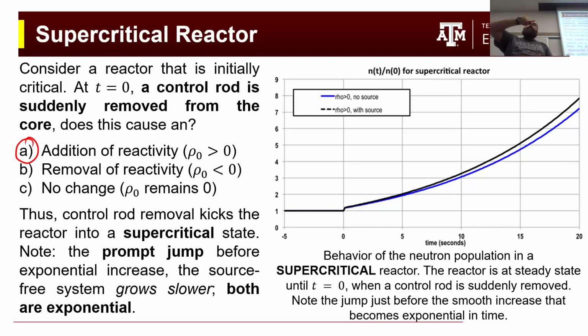If you are exponentially increasing with a source, then your population is going to be a little bit higher than the case where you are exponentially increasing with no source present. So that's why the black line is above the blue line: you end up increasing a little bit faster if you have a source while you're increasing exponentially. So both are exponential, but if you have no source, it grows a little bit slower than if the source is there, which hopefully makes sense.